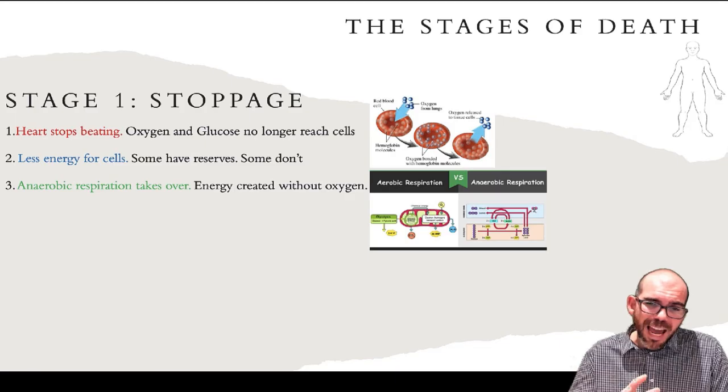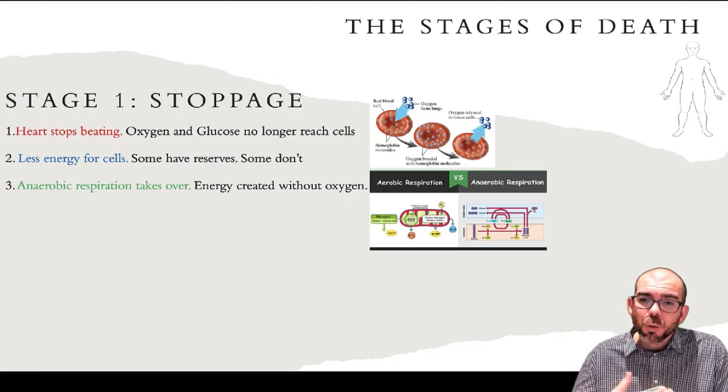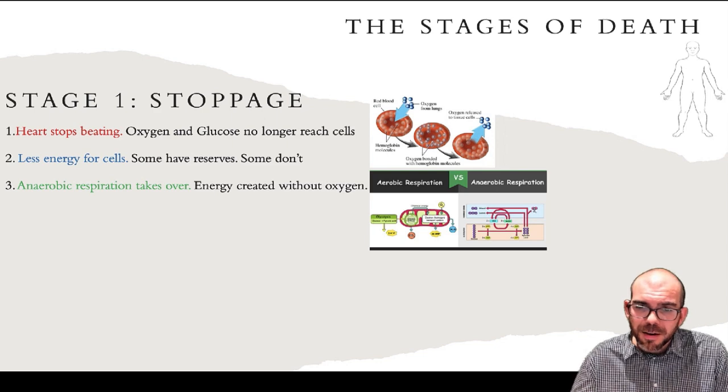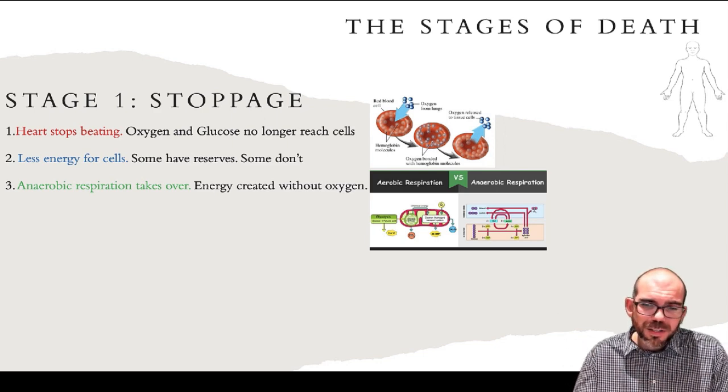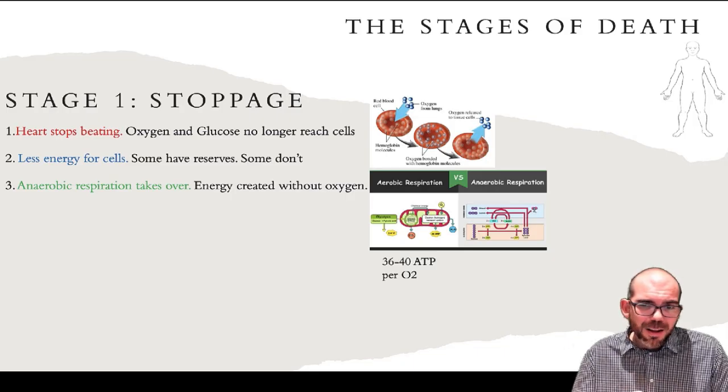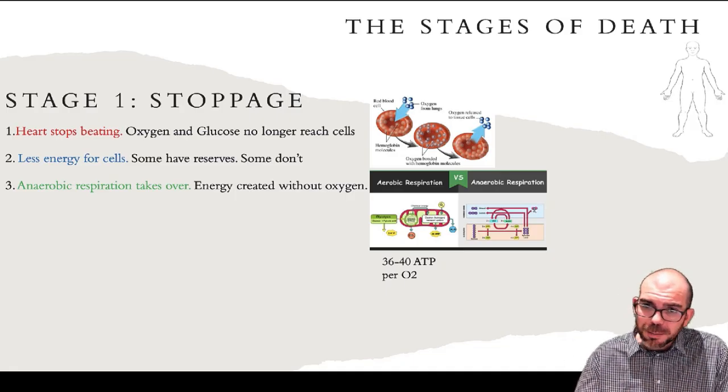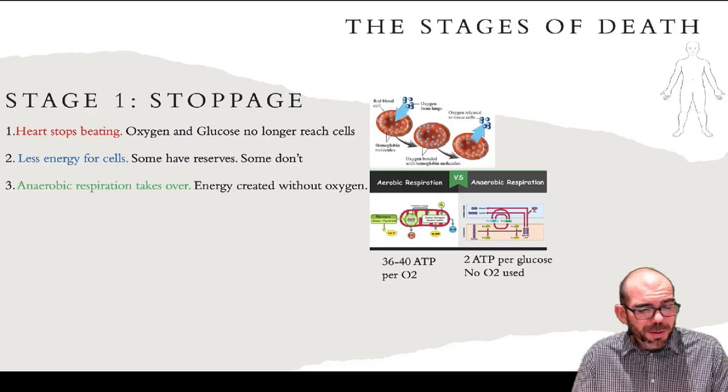When this occurs, anaerobic respiration is going to take over for your cells. Normally, your cells do aerobic respiration with oxygen. In the absence of oxygen, they can kick over to anaerobic respiration with glycolysis and make a little bit of energy. The thing to keep in mind with this, though, is with aerobic respiration, I can make 36 to 40 ATP per oxygen molecule. That's a lot of energy. With anaerobic, I'm only making 2.